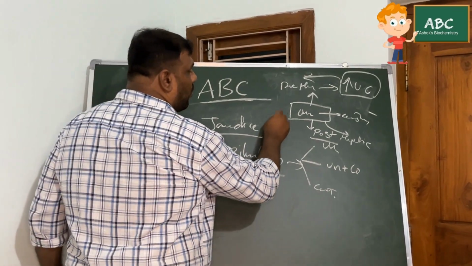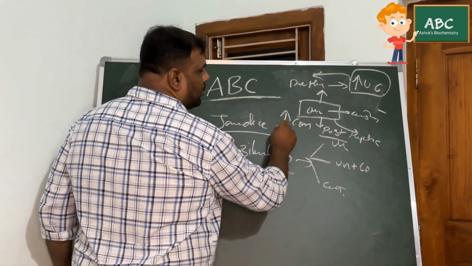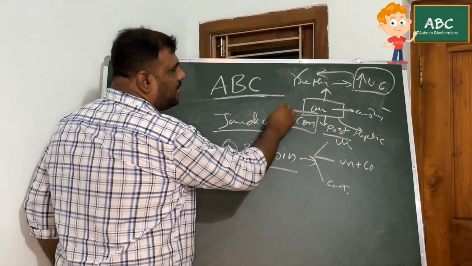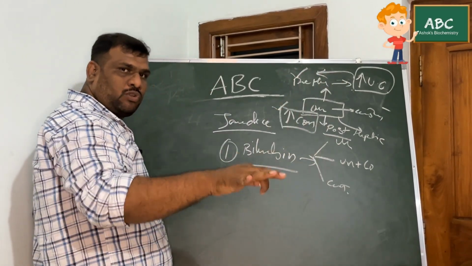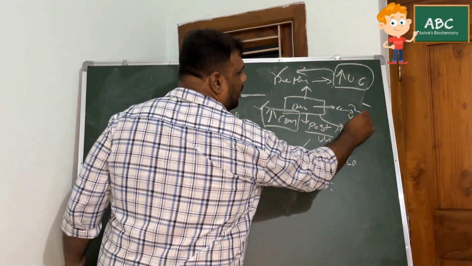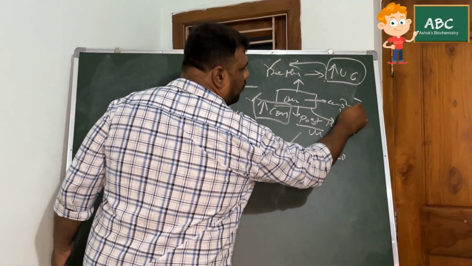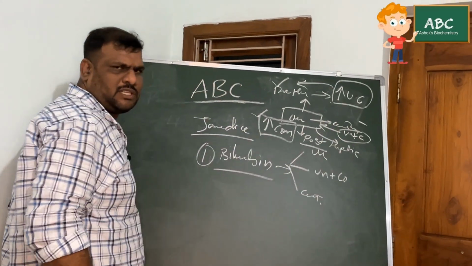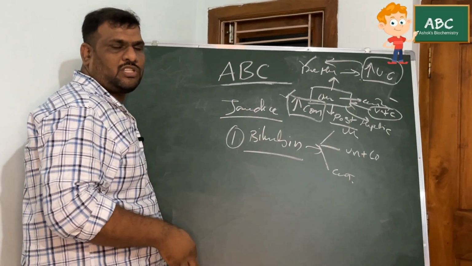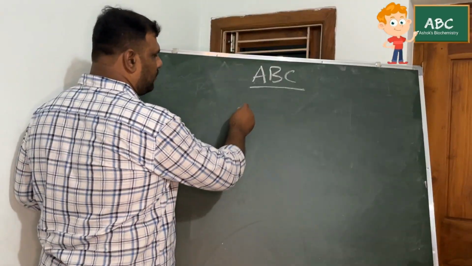The increase of conjugated only. So you can see that increase of unconjugated, prehepatic, increase of conjugated, post-hepatic. If you got both conjugated plus unconjugated, if you're having both, that is hepatic. It's a simple phenomenon. Based on that, you can find out, it's very easy. So this is about jaundice for you.